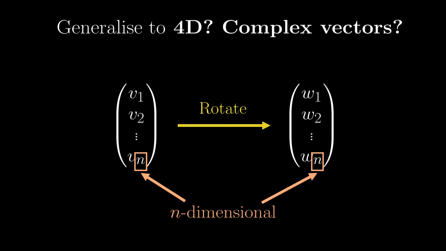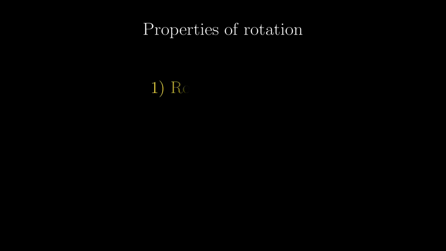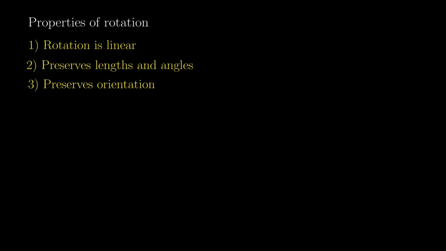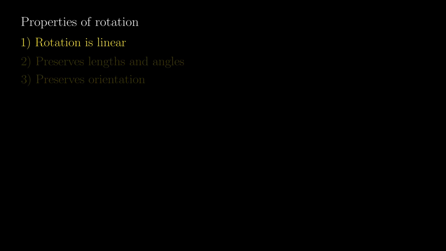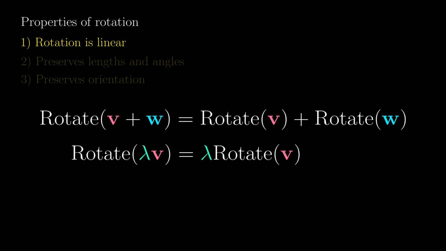The problem is how we can describe rotation in a more systematic way. Let's start with real vectors and then move on to complex ones. Let's list the properties of rotation and see how we can realize these properties. The first one is that rotation is a linear transformation. This linearity means two things, which we can verify in the two-dimensional case.